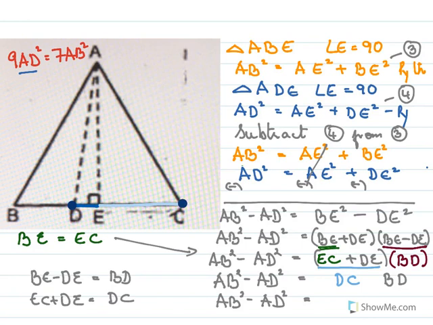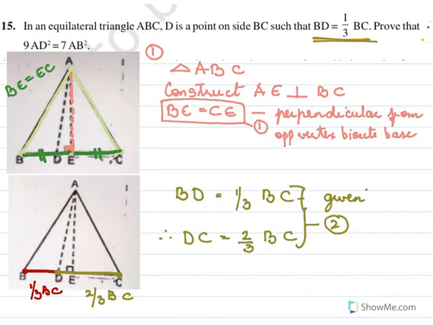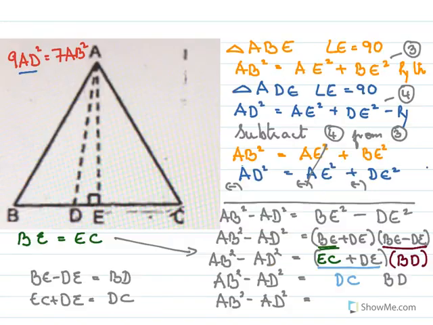Now again, when we went back, we had shown that BD equal to 1/3 of BC and DC equal to 2/3 of BC, and this value we are going to use. So let's put that value. For DC we showed it was 2/3 of BC, and BD we showed 1/3 of BC.